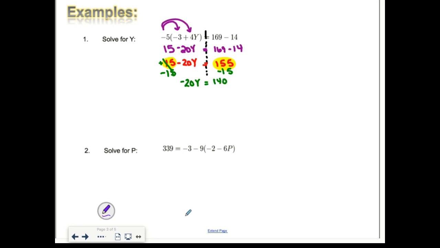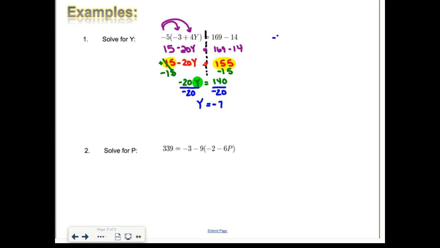Step 4 now tells me to use the properties of equality again and multiply and divide. So this here is your variable. So you're needing to get the negative 20 off of the variable. So to do so, what's the opposite of multiplying? It's dividing. So I'm going to divide both sides by negative 20, and I get y is equal to a negative 7.